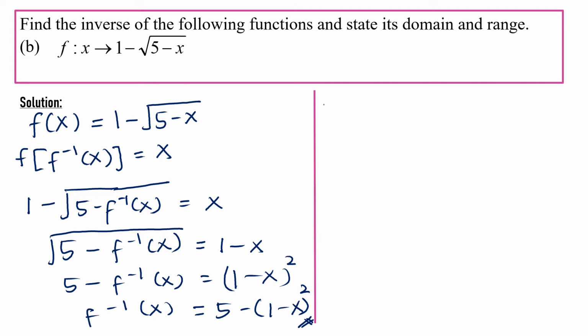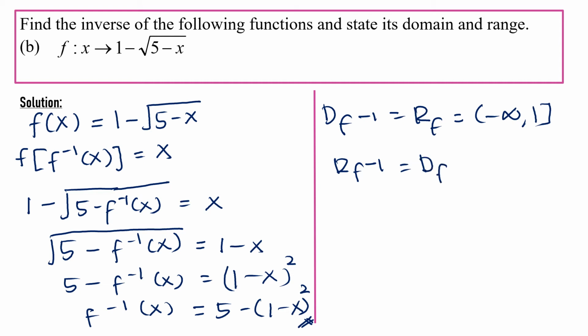Now the domain of the inverse function is the range of the function, which is negative infinity until 1, and then the range of the inverse function is equal to the domain of the function, which is negative infinity until 5.